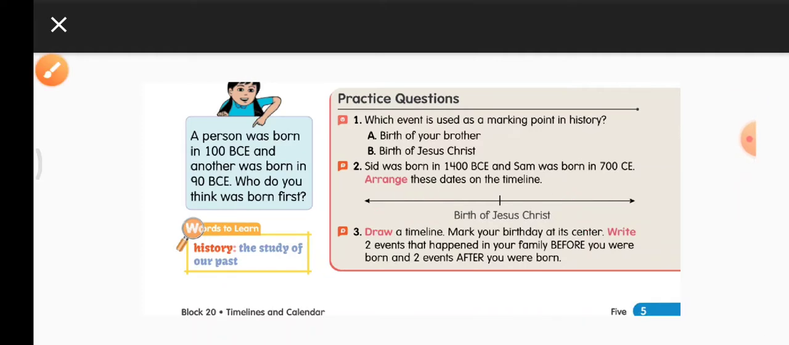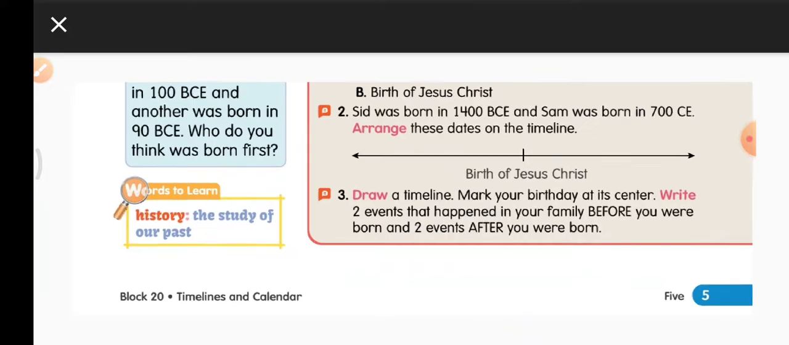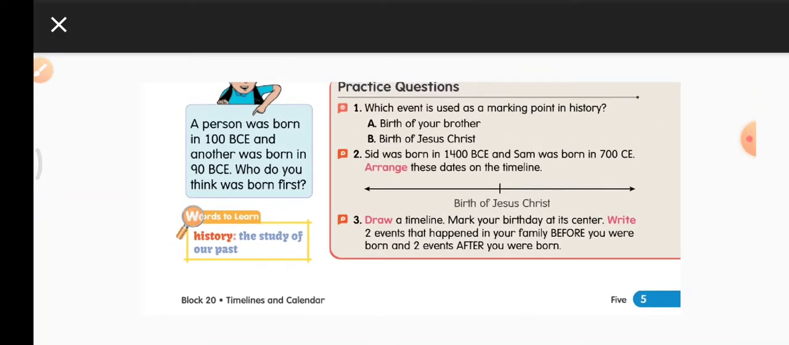Now draw a timeline, mark your birthday at its center, write two events that happened in your family before you were born and two events after you were born. So in your EVS notebook you draw a timeline. At the center you mark your birthday. In which year were you born? You mention there. Then you mark any two events that happened before your birthday in your family and two events that happened after your birthday in your family.